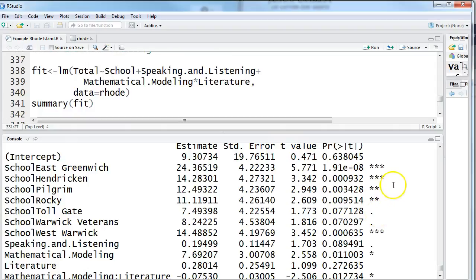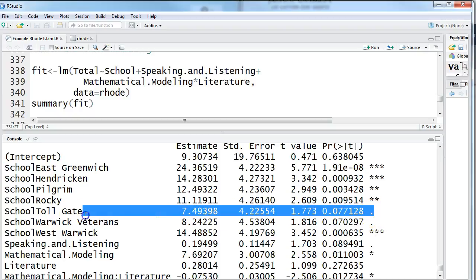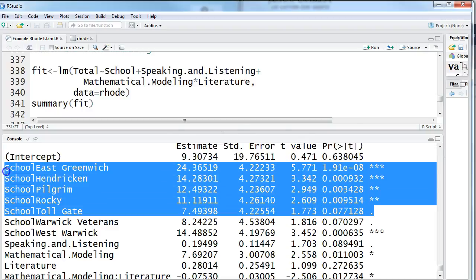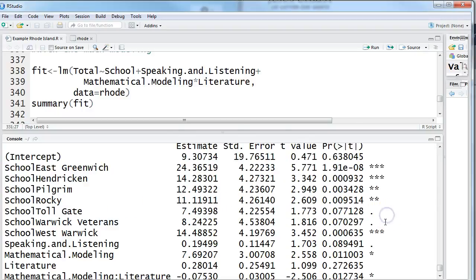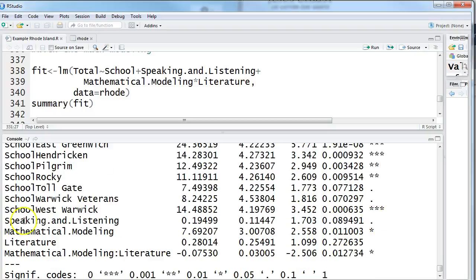First, I want to see, do I feel good about my model? Does school matter? And the answer is yes. Now, right here we have a 0.07, which is not above our 0.05 cutoff line, but other schools are significant. So I'm going to leave all the schools in there because that variable of school matters. Now, here we have speaking and listening, which is at a 0.08. And it might be something we could justify taking out.